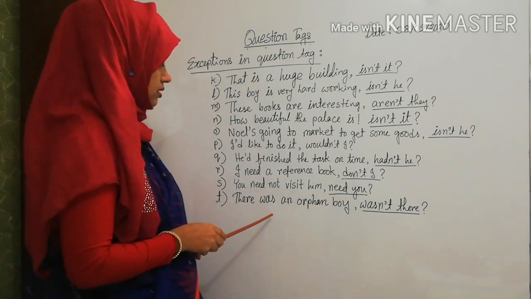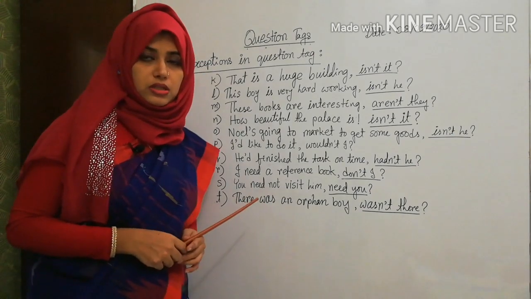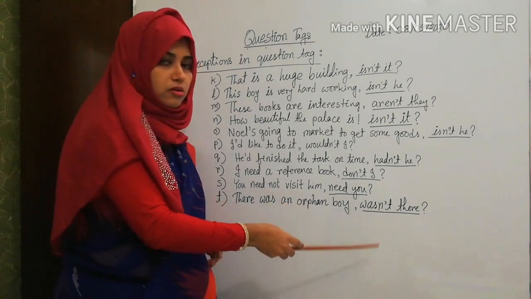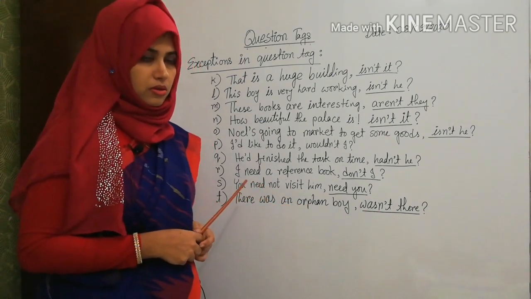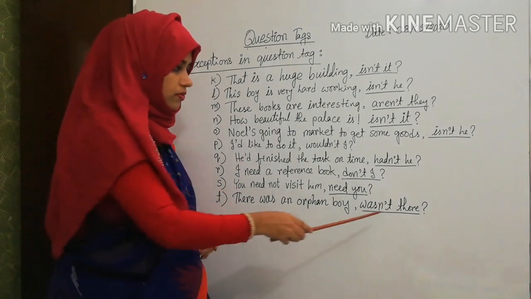Next is there was an orphan boy. There was, if you find there or it is, there is, in that case the tag will be wasn't there or was it, is it, okay. So, you have to use there or it in the place of pronoun.